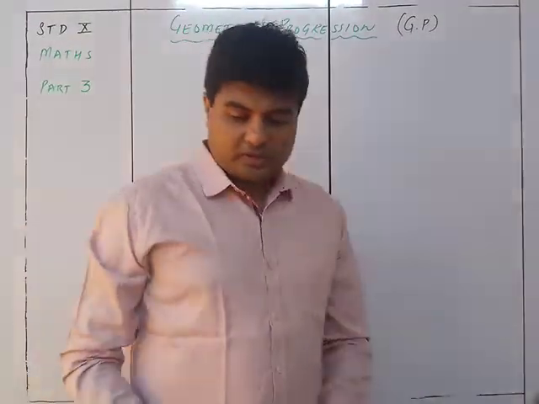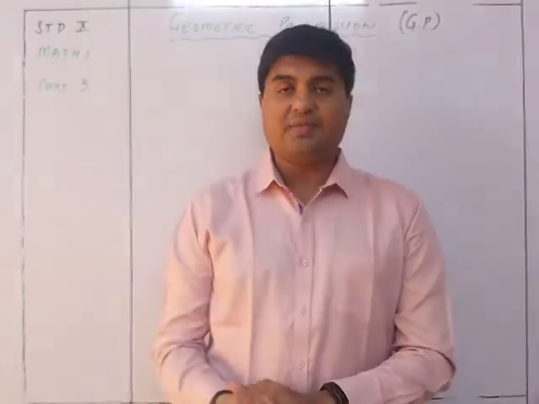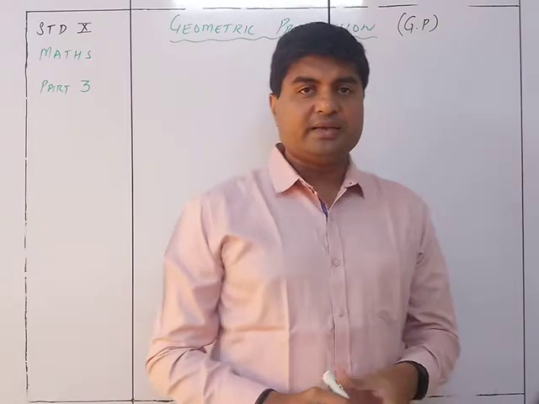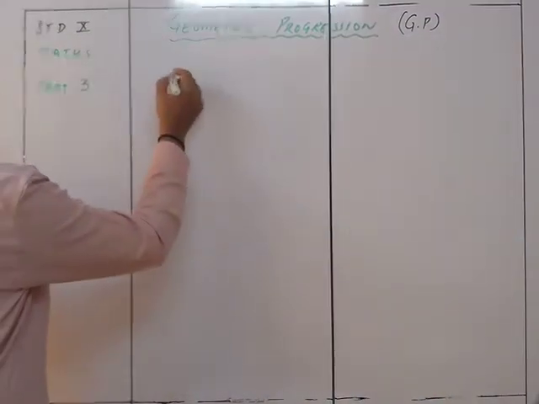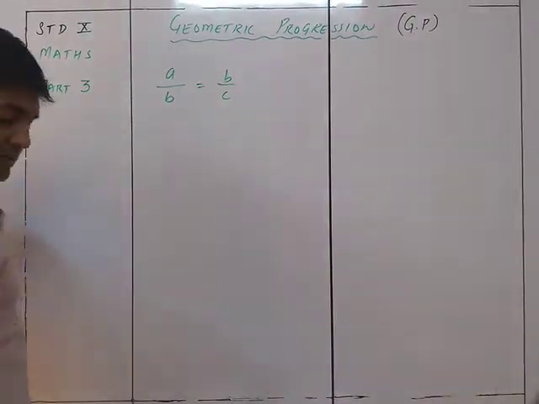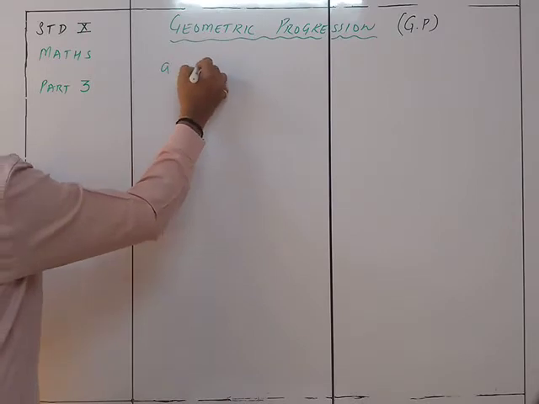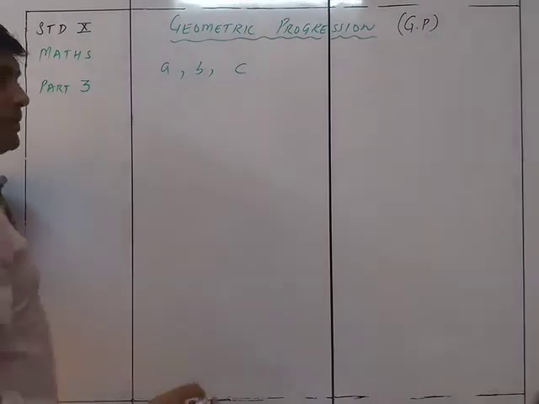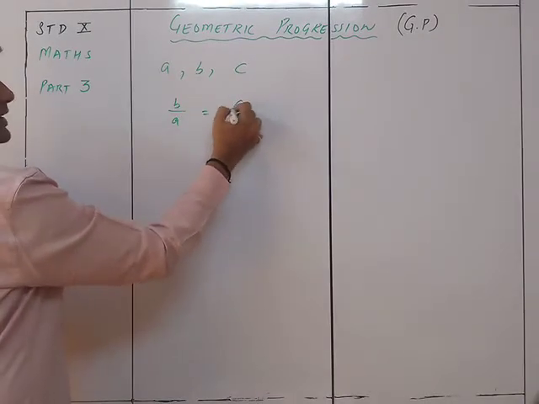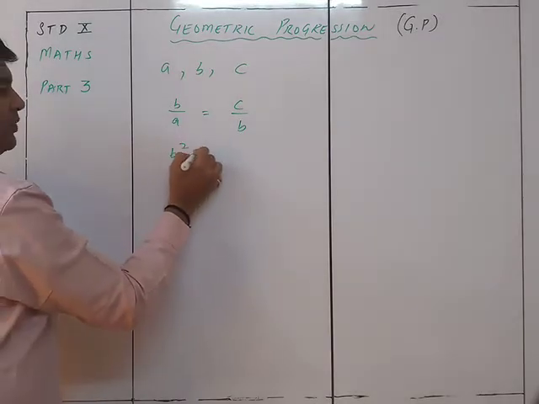We now continue with the geometric progression. We are now on exercise 3, that is 11C. Now in 11C, the only new thing we are having is the geometric mean. So we know that A upon B is equal to B upon C. You can say directly that if A, B and C are in geometric progression, then B upon A will be equal to C upon B, right? So B square will be equal to AC.